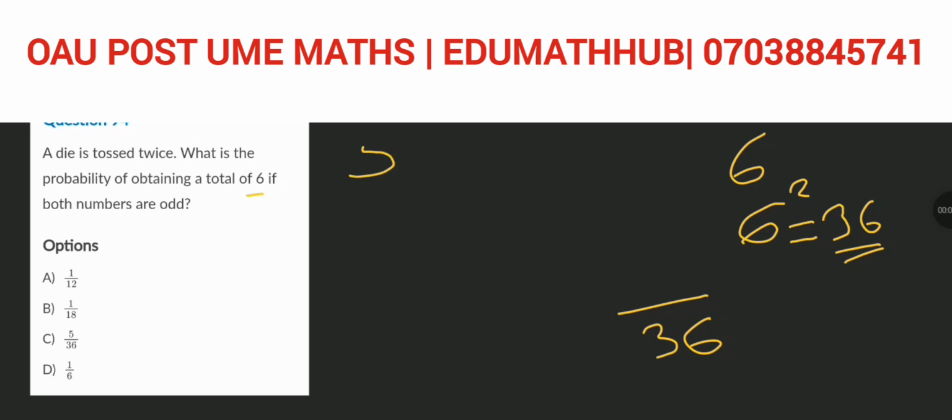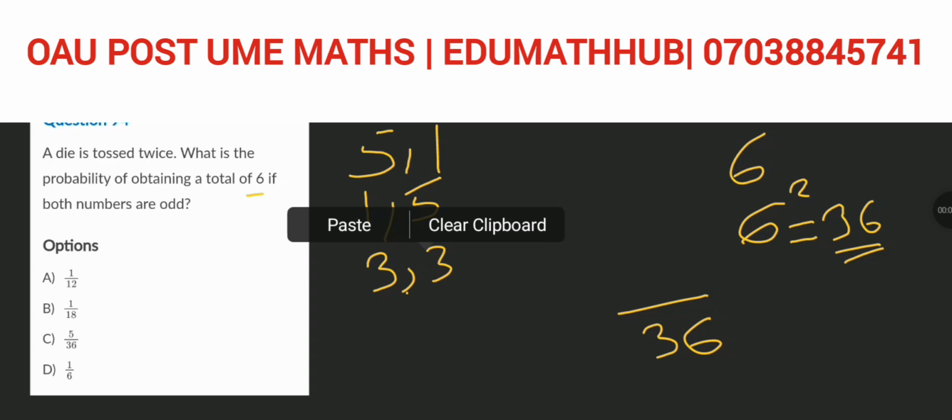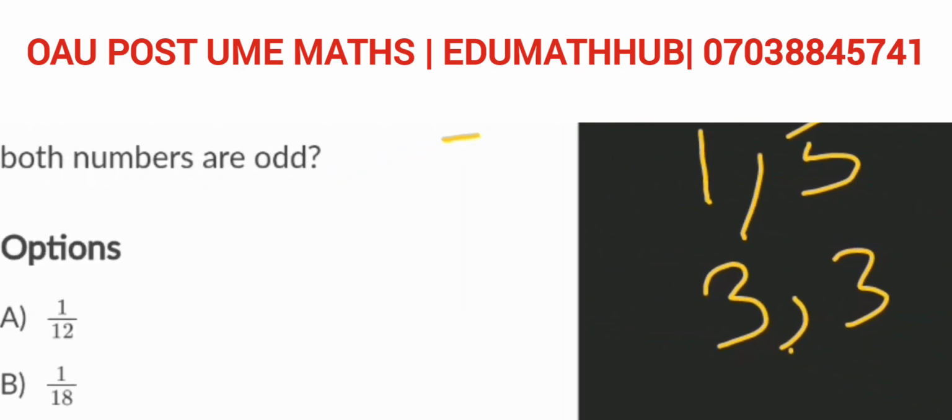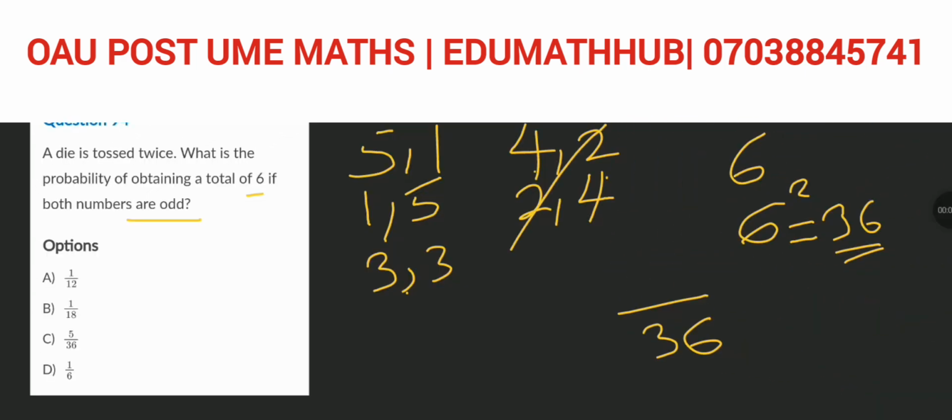So you have 5, 1, you have 1, 5, 3, 3. Then you also have 4, 2 and 2, 4. These are things that can give you a total of 6, but we're told that both numbers should be odd. So these two are out because these are even numbers. So the odd ones are just 5, 1, 1, 5, and 3, 3, and there are 3 in number.